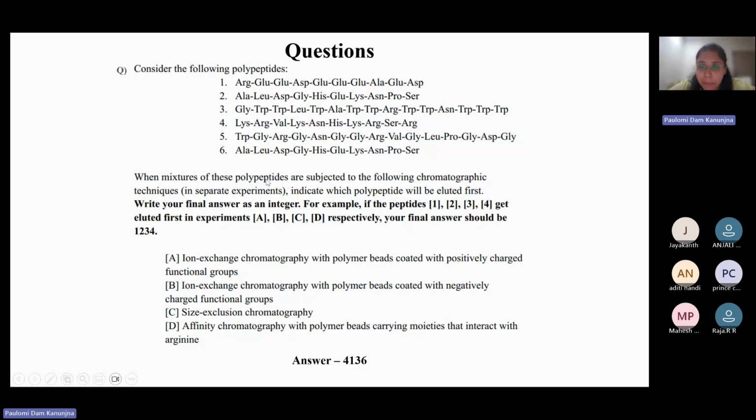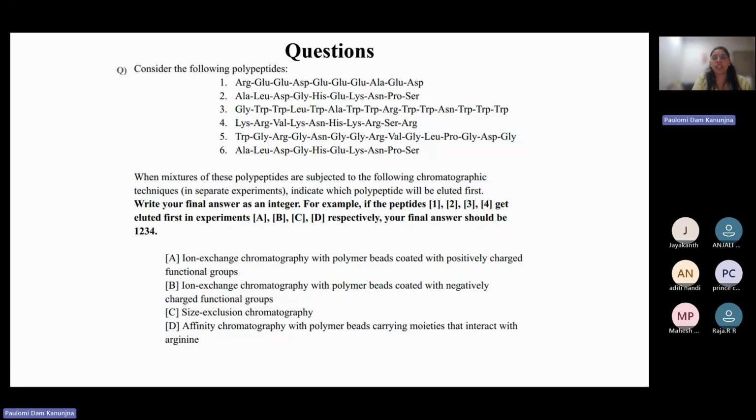So when mixtures of these polypeptides are subjected to the following chromatography techniques, separate experiments, what do you think? Which of these peptides will come out first? How do you answer that? Let's say all these 6 polypeptides are together in a solution.